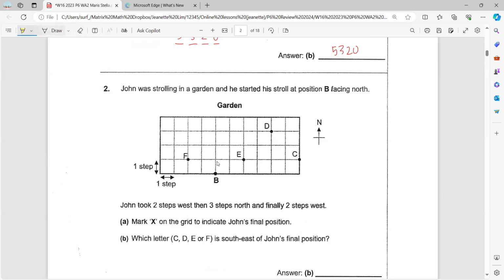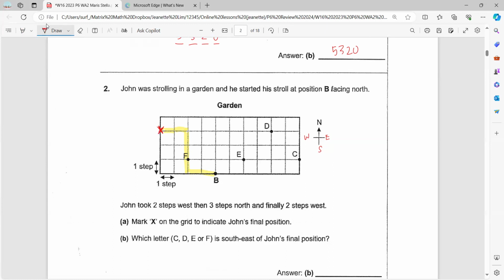Okay, where is west? This is west, this is east, south. So to the west means you go to the left. 3 steps north, so 3 steps up. And finally, 2 steps west, again to the left. So this is where he ends up. You're supposed to mark an X here.